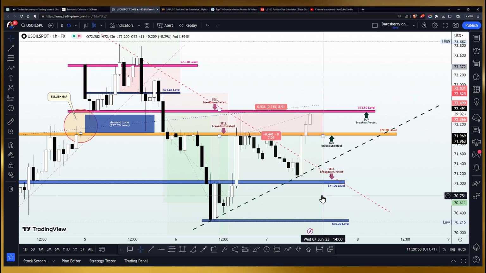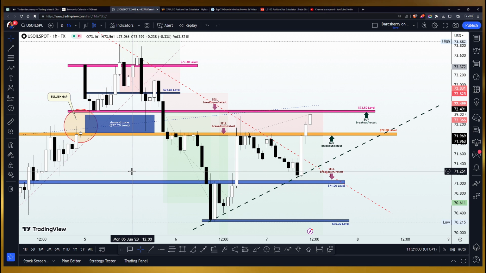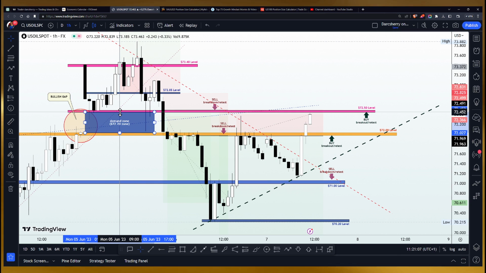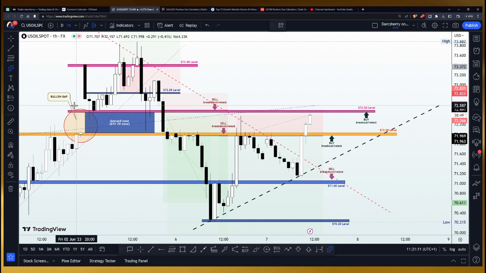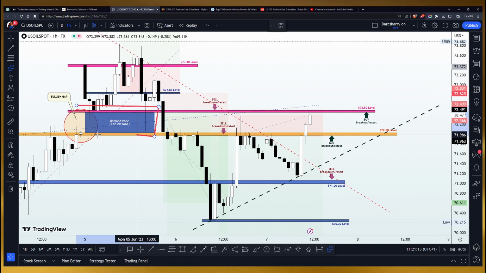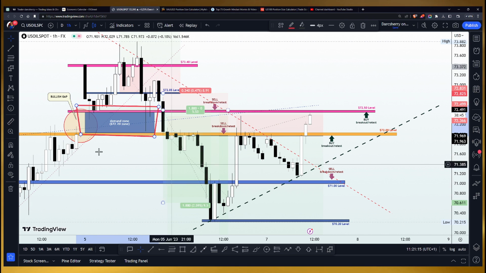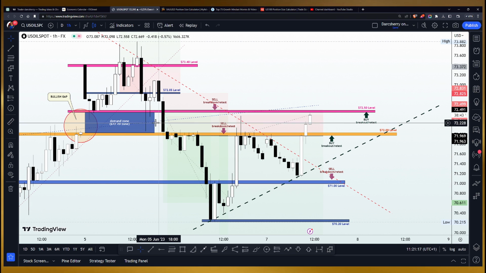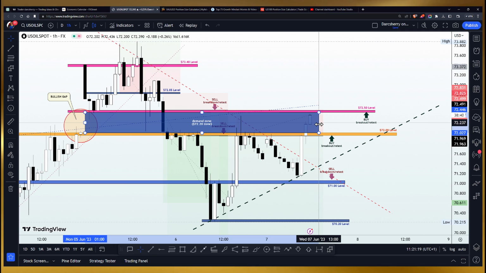And another thing I would like to state here is that price being above the $72 area confirms that price is back within the buyer's territory. Remember, at the beginning of the week, this area above the $72 area was serving as a strong demand zone in this market after that bullish gap happened. So if I extend this out a little bit, you will see that we are within the buyer's territory.